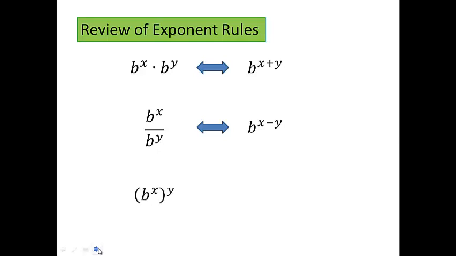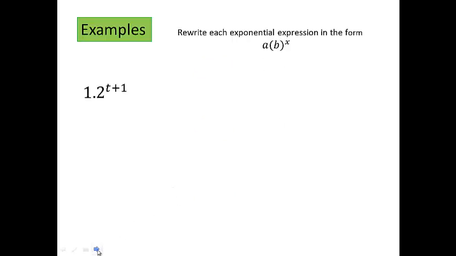The last rule that we need to remember is when we take a base that's already being raised to an exponent and we raise that to another exponent. That's when we multiply those two exponents together. And just like the other two, this rule is working bidirectionally, right, in both directions. So if we see a product, we are able to split it up into an exponent with another exponent there. Okay, so let's put this into practice.